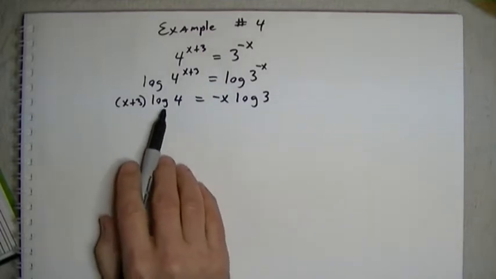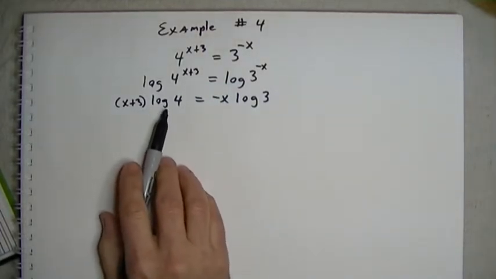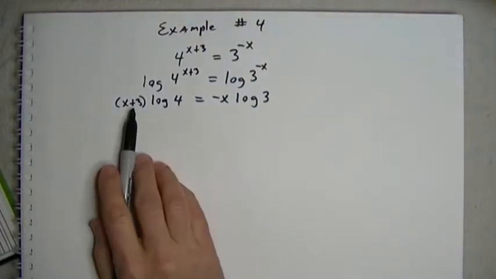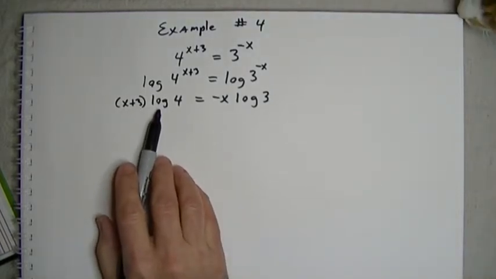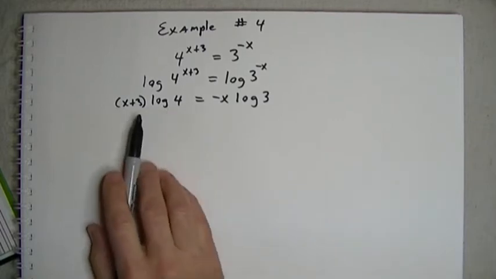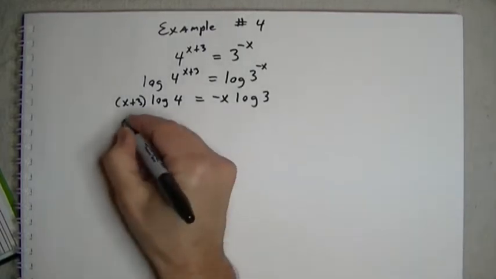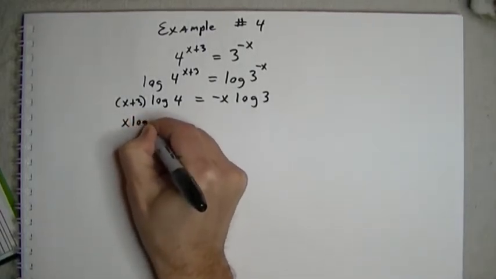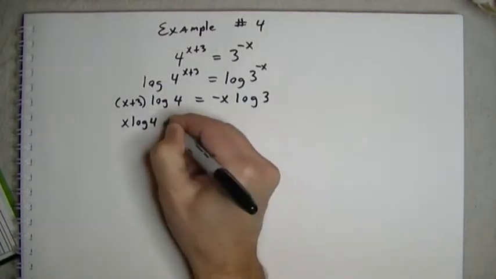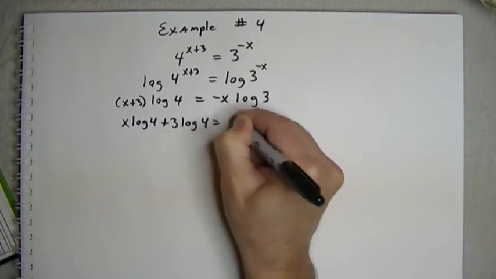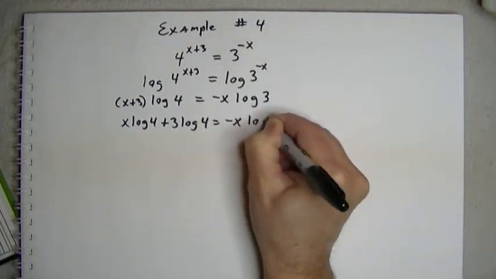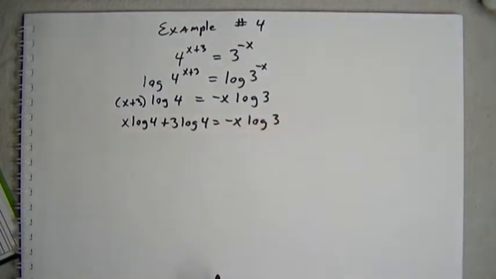I'm going to do a little reverse distribution. I've got the log of 4 being multiplied by this binomial x plus 3. So I'm just going to multiply x times the log of 4 and 3 times the log of 4. And we're going to get x log 4 plus 3 log 4 is equal to negative x log 3.